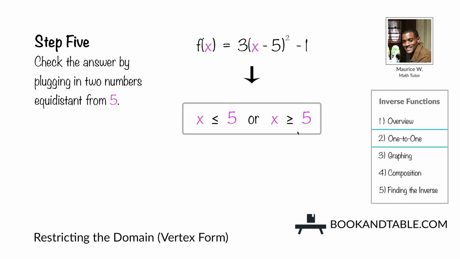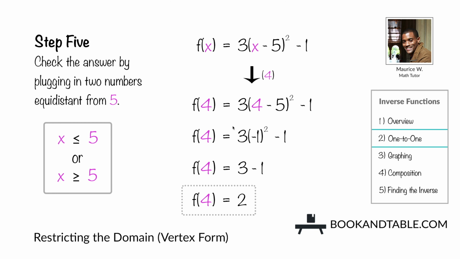So whatever you get for your answer, you want to plug in the number right below your answer and the number right above your answer. So when we plug in 4 for x, we get f of 4 is equal to 3 times (4 minus 5), which would be negative 1, squared, minus 1. Negative 1 squared is 1. 3 times 1 is 3. And 3 minus 1 is equal to 2. So where x is 4, the y value of the function is 2.